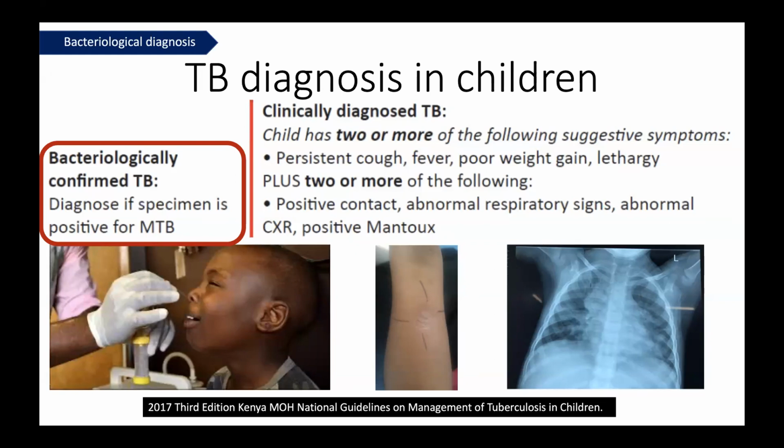More importantly, we ask about whether they have had a positive contact. We assess for respiratory signs. We look at imaging such as an abnormal chest radiograph, and we may perform a Mantoux test, which if positive, helps to clinch the diagnosis.